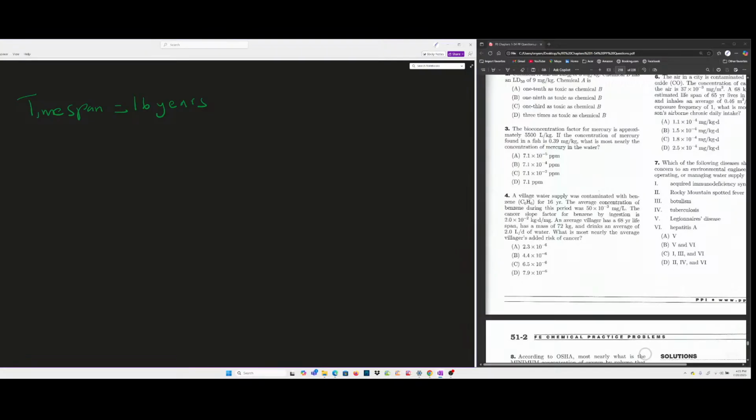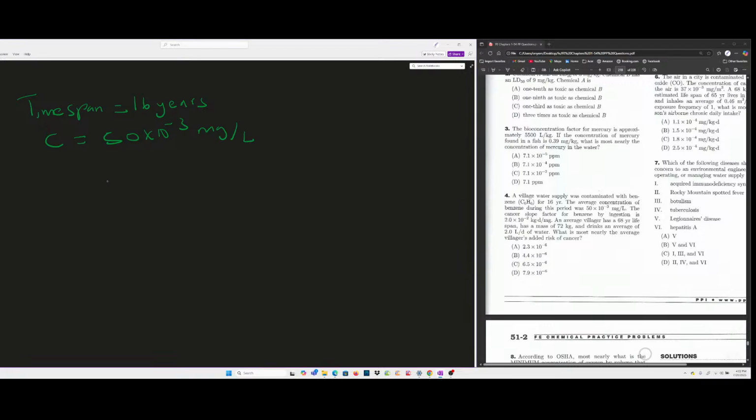Okay, guys, let's continue what we're doing. So our time span is 16 years, and in this period of 16 years, the average concentration of benzene is 50 times 10 raised to the power negative 3 milligrams per liter.